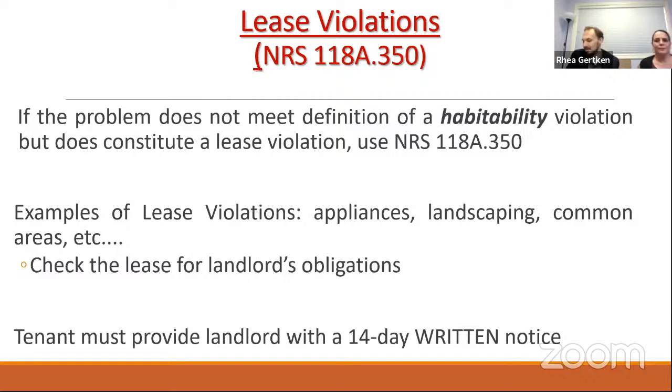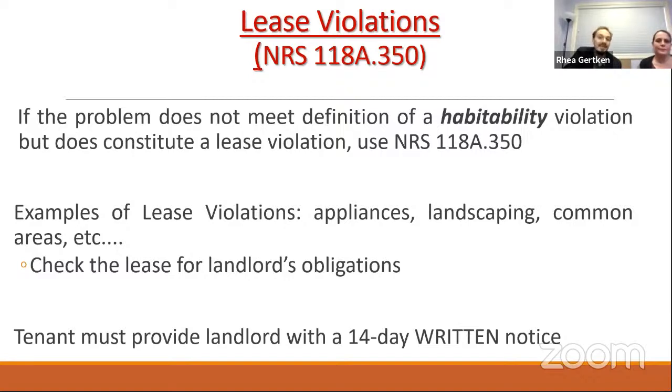So if the elevator is a little broken at your apartment complex, that may not be a habitability problem, but your lease might address it. And your landlord is obligated to comply with the lease that everybody agreed to when you moved in. So lease violations can be very useful when the issue you're having with your landlord doesn't quite meet habitability or essential services, but it's still bothering you. So always check your lease to see what your landlord's required to do for you, because that's the agreement that you guys came to when you moved in.